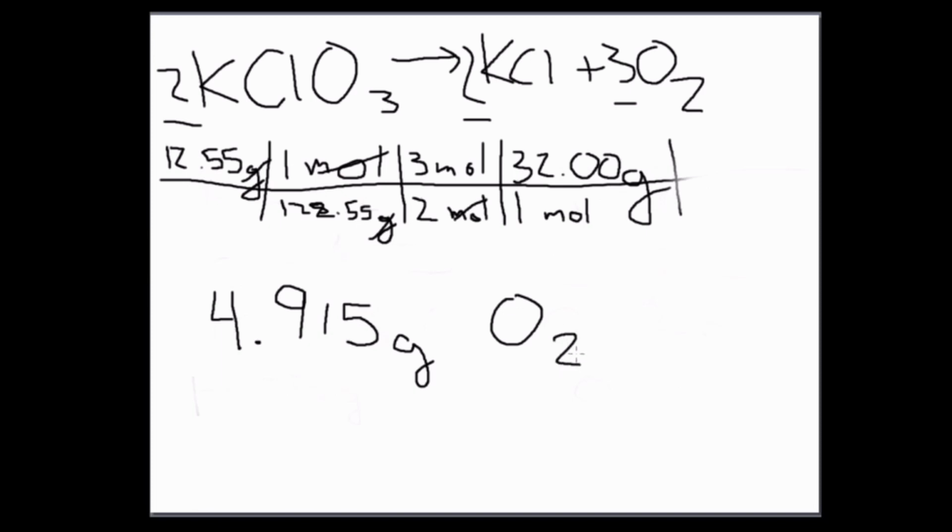So that's how you do stoichiometry using a balanced chemical equation. You go from grams to moles, then you use the mole ratios given by the coefficients in the balanced chemical equation to find the moles of whatever you want, and then you can go back from moles of something to grams of something using molar mass again.